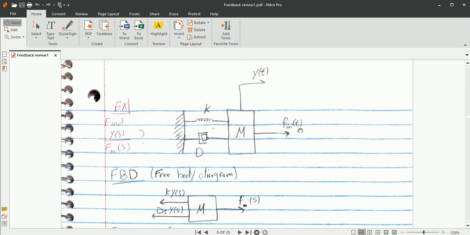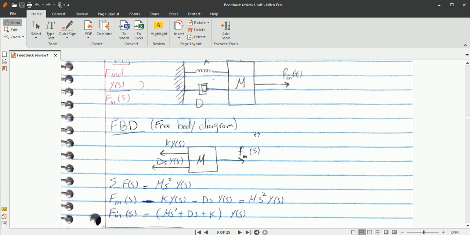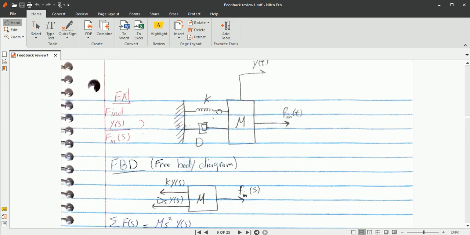Now you are applying force F in. According to Newton's law, when you apply the force, F is towards the right. Now make the free body diagram. This is the free body: the force F in is towards the right, but the force from the spring will be towards the left, on the opposite side.